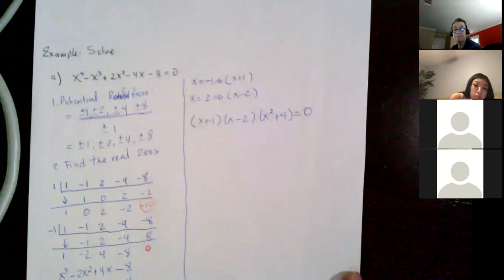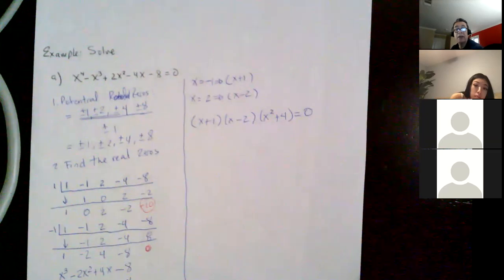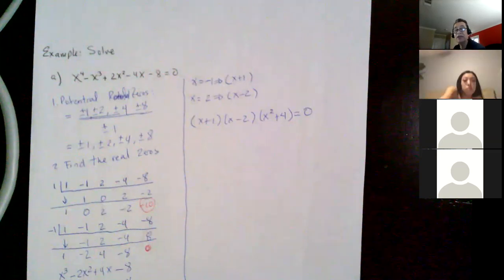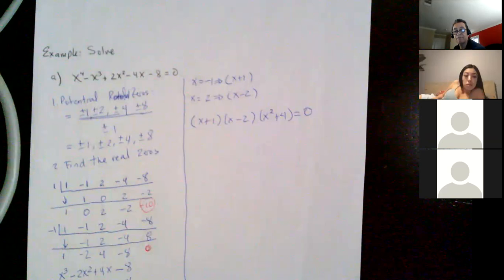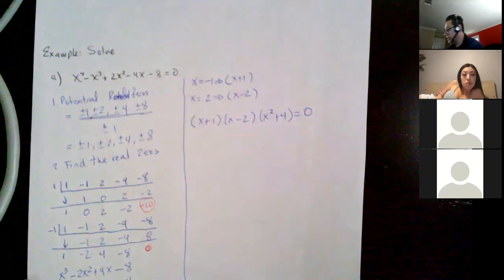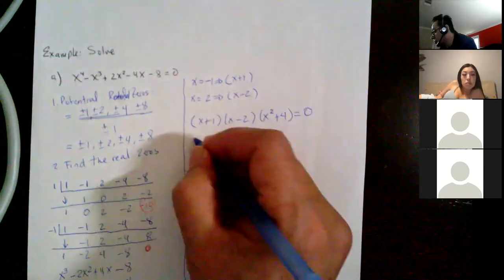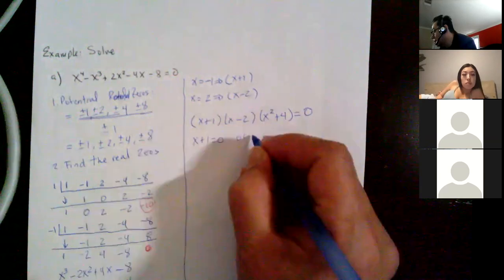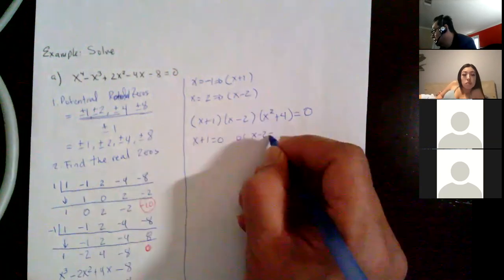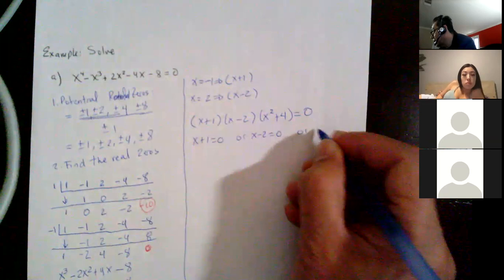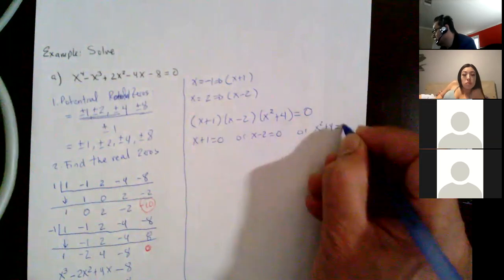All right. Now, can you simplify? Yes, x squared plus 4. We're going to remember here, we're solving. We're finding the values of x, right? So the next step is x plus 1 equals 0, or x minus 2 equals 0, or x squared plus 4 equals 0.